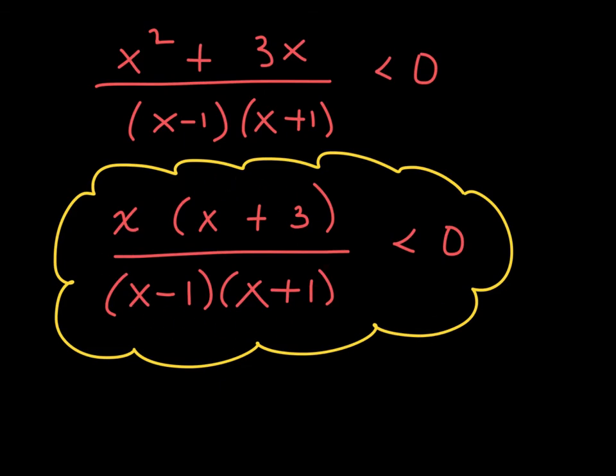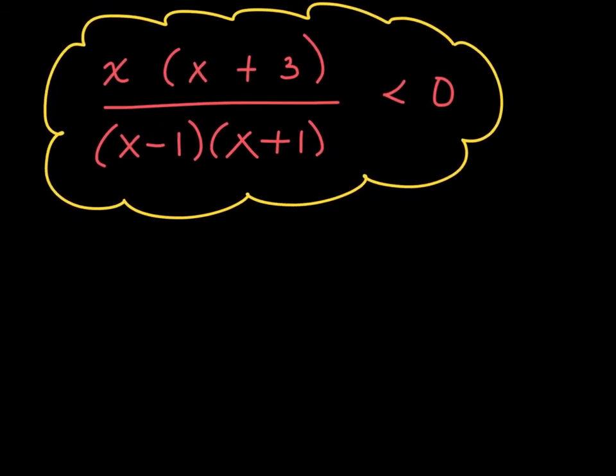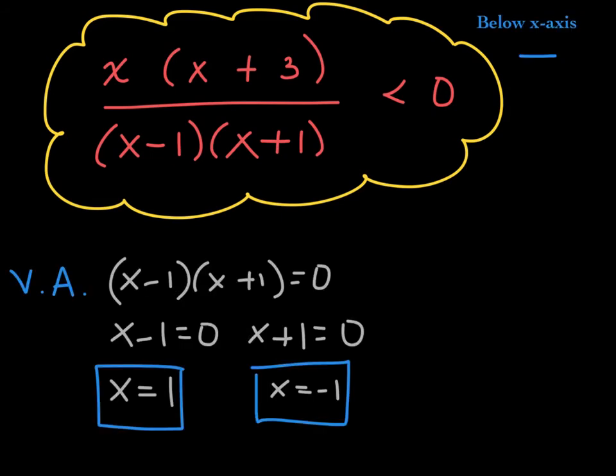Now, here we go. In order to answer their question, and the question is, when is this rational expression below the x-axis? We need two things: vertical asymptotes, x-intercepts. All right, so less than 0 means below the x-axis, which means you're looking for when is the graph negative. Now, the vertical asymptotes, I take my denominator and I set it equal to 0, which means you set each factor equal to 0 and solve, and you have two vertical asymptotes, 1 and -1.